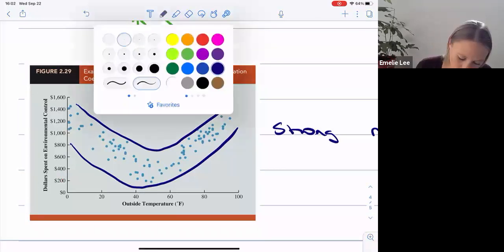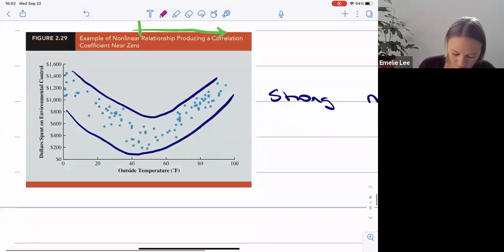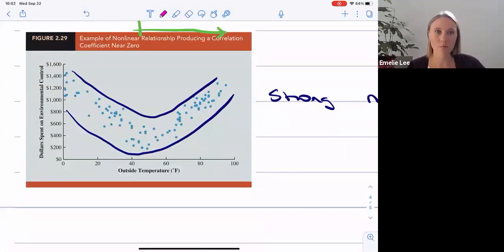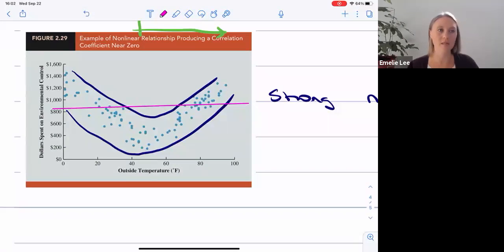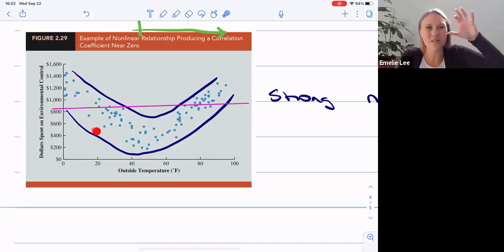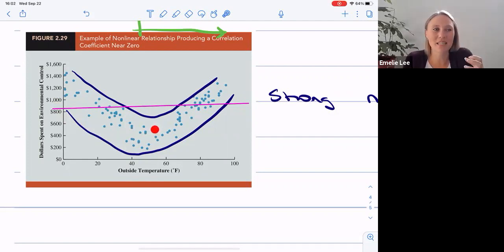The correlation would look at the straight line model of this data. What the straight line would try to do is capture as much as it can. I would guess that the straight line model would end up looking something like this, where it's trying to do its best to capture all this activity. But because it's nonlinear, it's not a very good model.